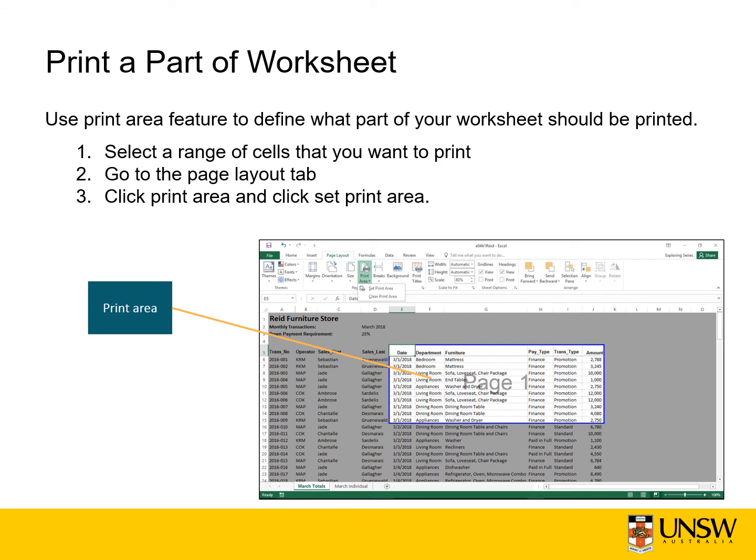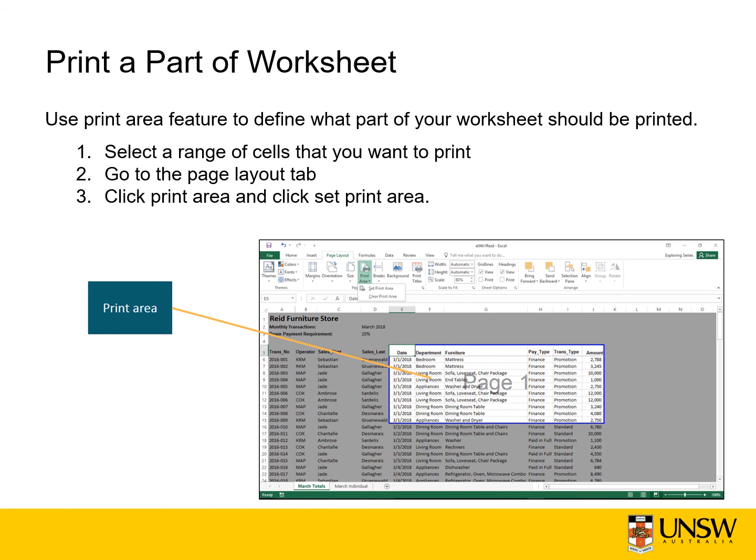If you just want to print a part of the rows and columns, you can use Print Area. This feature enables you to select a range of cells that will print. For using this feature, you should select a range of cells, then go to the Page Layout tab and click Print Area, then click Set Print Area.